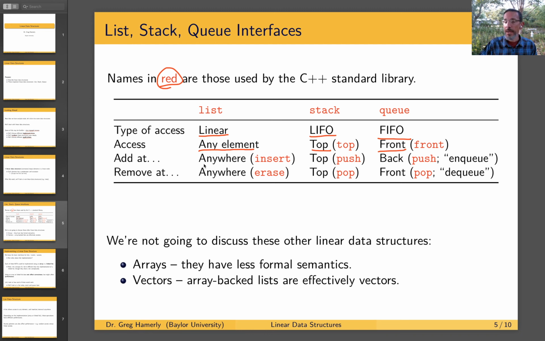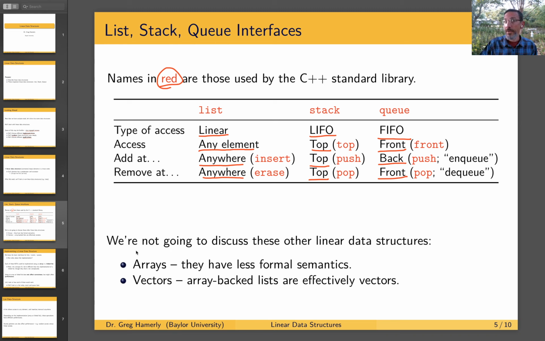Where can we add things to a list? Well, we can add things anywhere. We can only push onto the top of a stack. We can only enqueue or push to the back of a queue. And where can we remove from a list? We can remove anywhere. We can only remove from the top of a stack, and we can only remove from the front of a queue, okay?